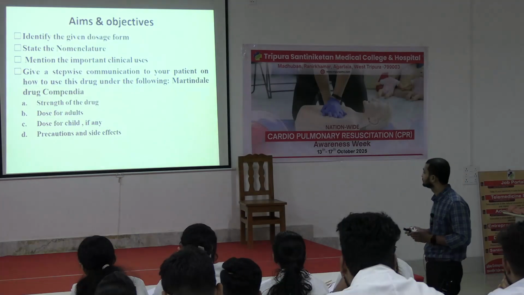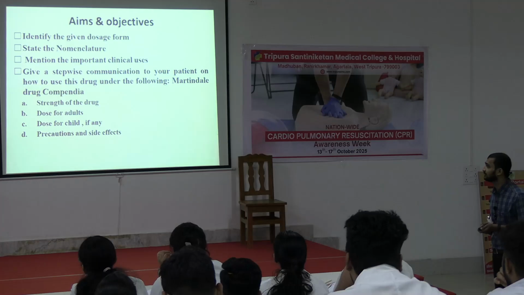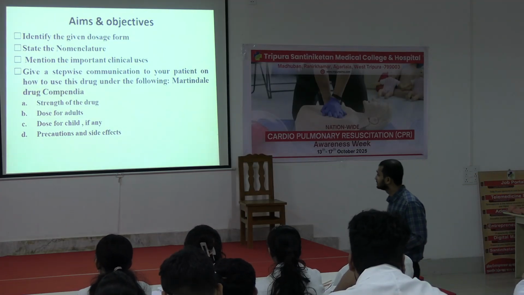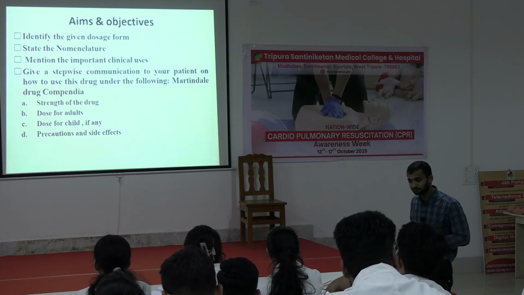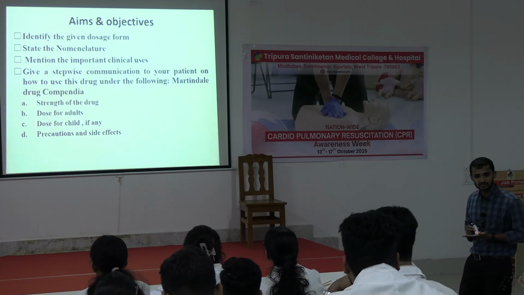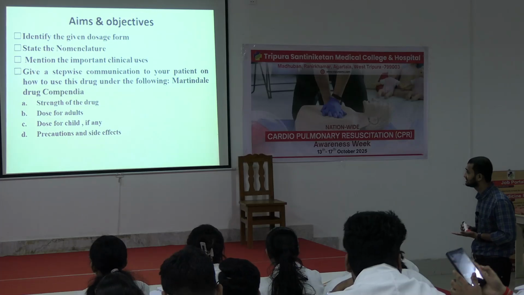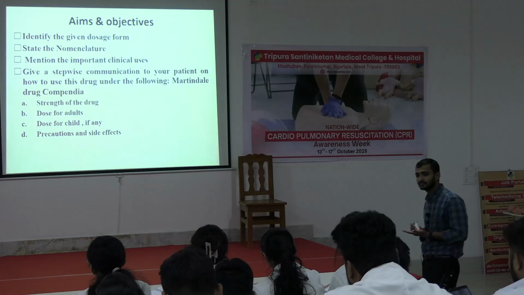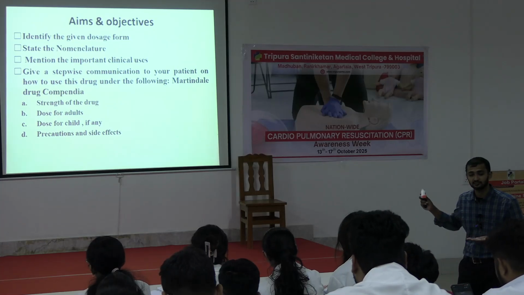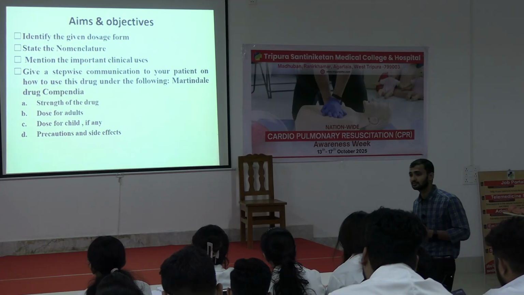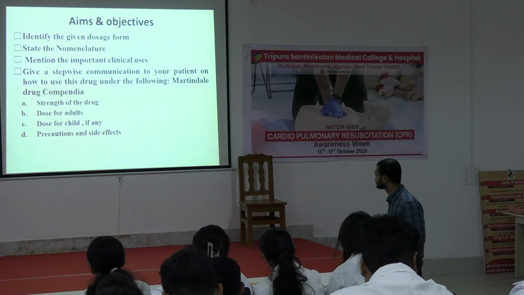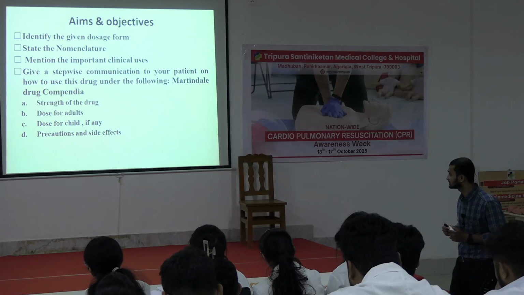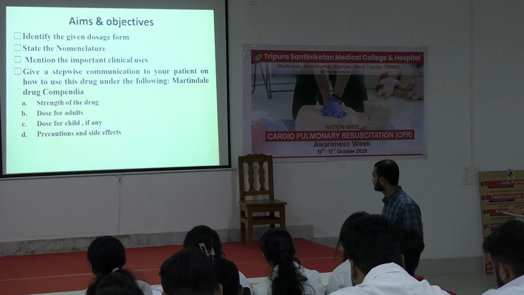From this, what are the aims and objectives you should know? First of all, you need to identify the dosage form, then state the nomenclature, then its clinical uses. Then, when you are prescribing a drug to a patient, what are the things you need to know and tell the patient: a stepwise communication to your patient on how to use this drug.